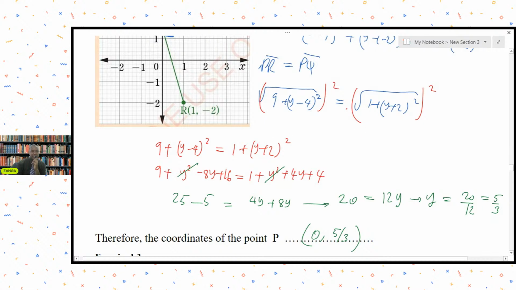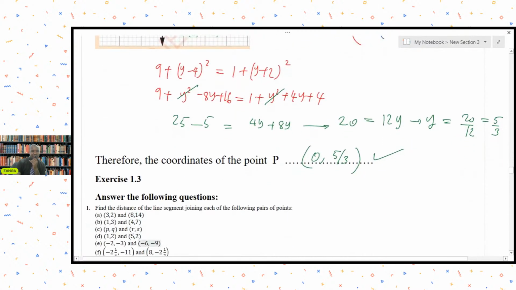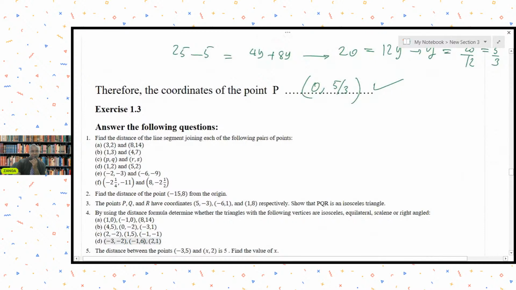As you can see, this is coming from here. You have 25 minus 5, you have 4y plus 8y. That was 12y. And eventually, we got now the coordinate of point P, dear students. So that is the solution for question number 3. This was actually example 3.